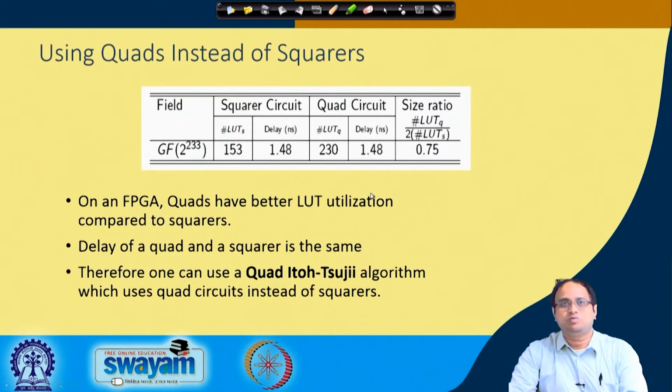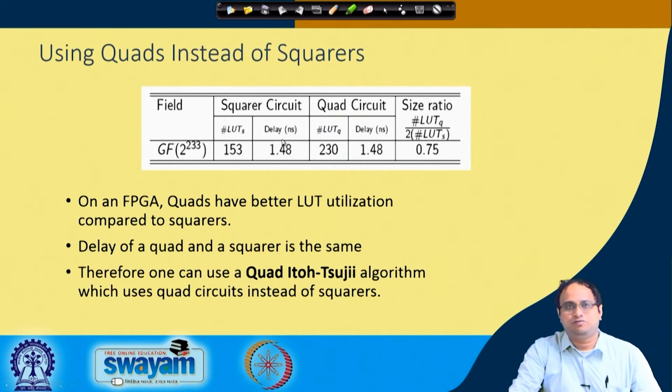Okay. So, what we observed is we try to kind of see it for other fields like larger fields. For example, if you see for GF 233, you will see that a squared circuit will consume say 153 lookup tables, whereas a quad will consume 233 lookup tables. But if you compare with again 2 times 153, then you see that there is a 25% advantage. Delay wise, again both of them are same. Okay. So, therefore, naturally it tells us that going from a squaring circuit to a quad circuit may give me an advantage, because I can utilize the lookup tables better. But the question is, you also need to generalize the Itoh-Tsujii algorithm to work for quad circuits.